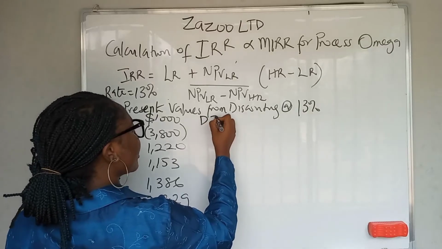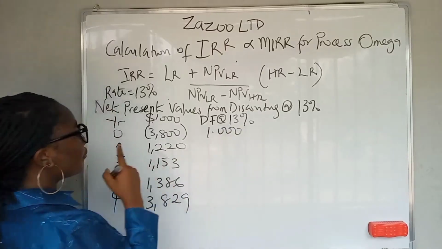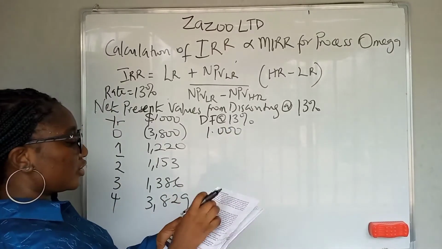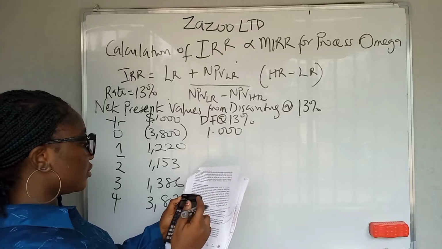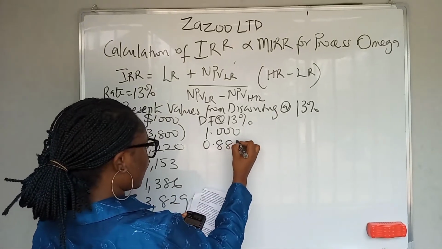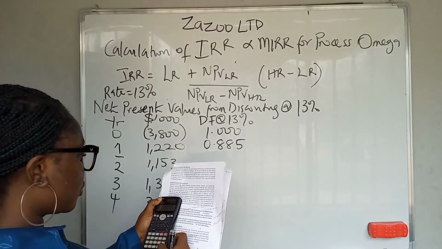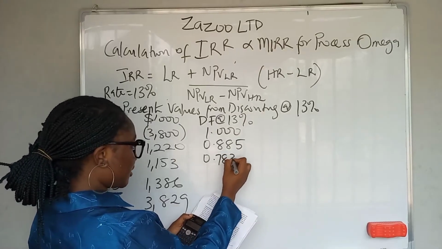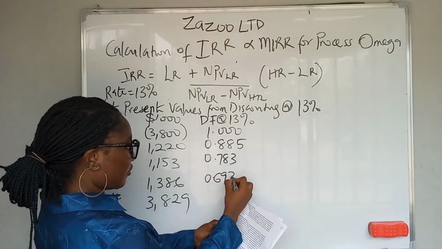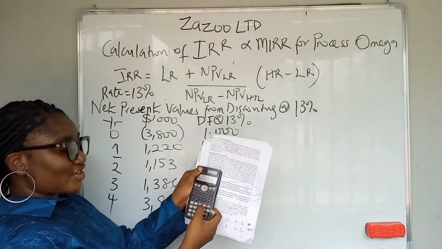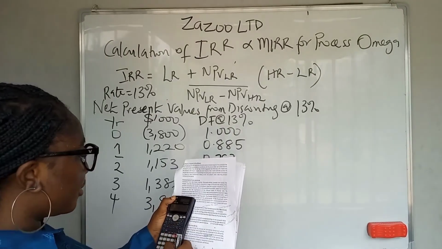So you need to discount. So you get your discount factor at how many percent? 13%. For year 0, of course, it will be 1.000. For year 1, let's check for year 1. It's going to be 1.13 raised to the power minus 1, right? That's 0.885. For year 2, 1.13 raised to the power minus 2, 0.783. For year 3, raised to the power minus 3, 0.693. You can just be multiplying immediately, like just put multiply by, so that you just be writing it fast. Okay, so for year 4, 0.613.